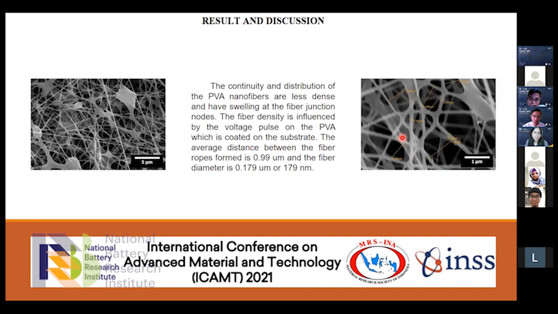And next, in this study, PVA nanofiber films were prepared using a high voltage electrospinning which was designed and constructed, where the input voltages were 15, 20, and 25 volts for 3 minutes running, to find out how differences in input voltage could affect the continuity, distribution, and size of the PVA nanofibers produced.